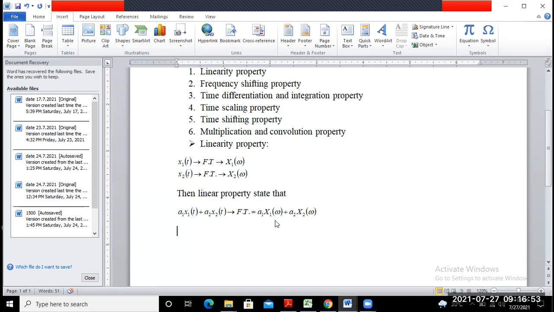How can we prove this property? Just try to see here. As we know, any signal x(t) can be written in Fourier transform. That means X(omega) equals the integration from minus infinity to infinity of x(t) e to the power minus j omega t dt.